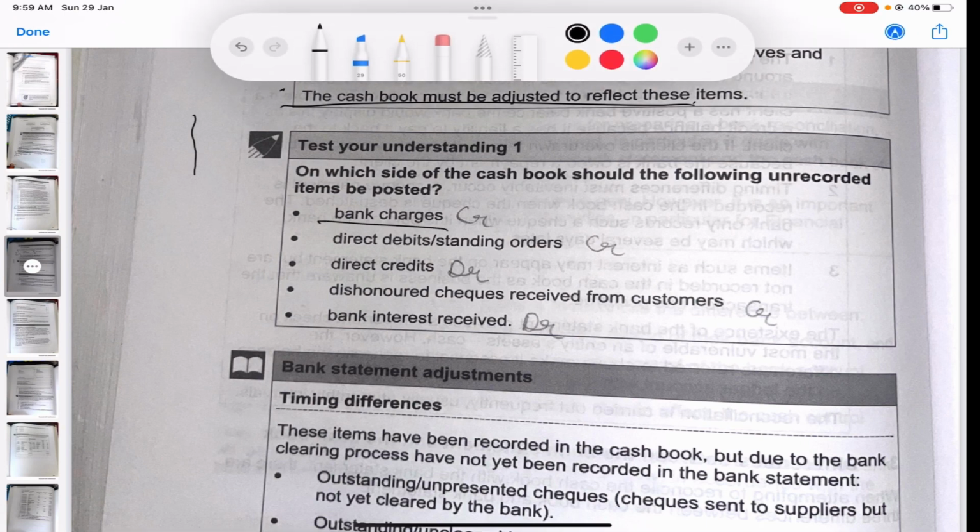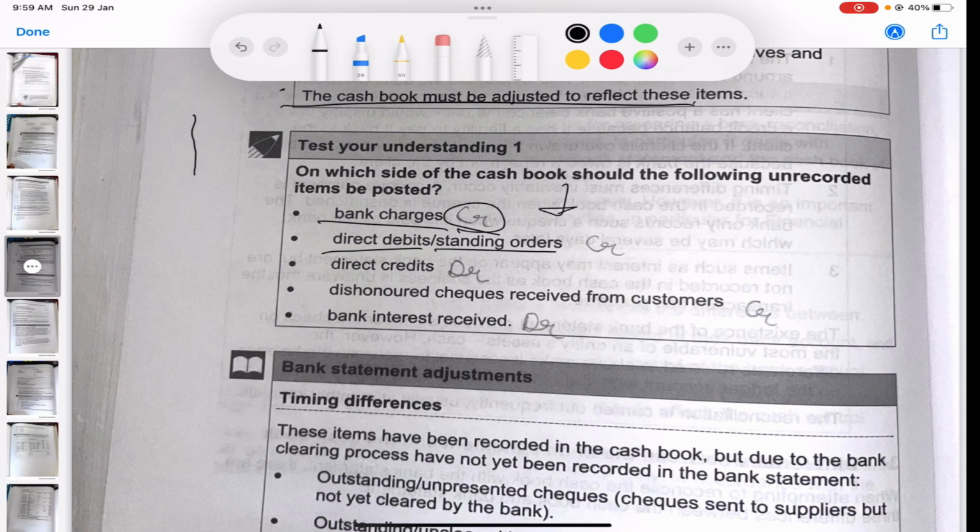Okay, bank charges. What is bank charges? Is it my fault? Yeah, it is my fault. So the passbook has already entered it, but I haven't deducted it from my cash book, so I will credit my cash book because my cash is reducing.